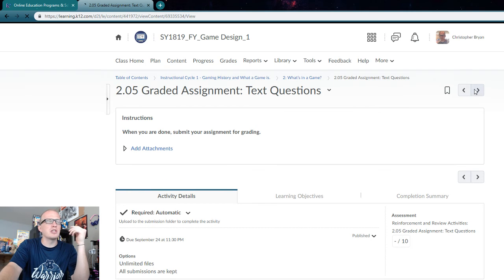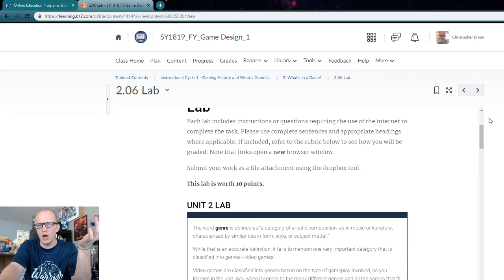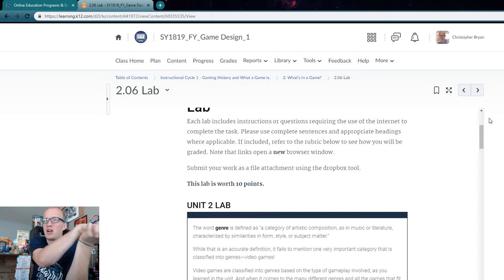And then once you're done with the text questions, you're going to go into the labs and the writing, okay? We do have writing assignments for each one. These are going to disappear once we start working in our game. So once we start really working inside of our game, these are going to disappear, okay?